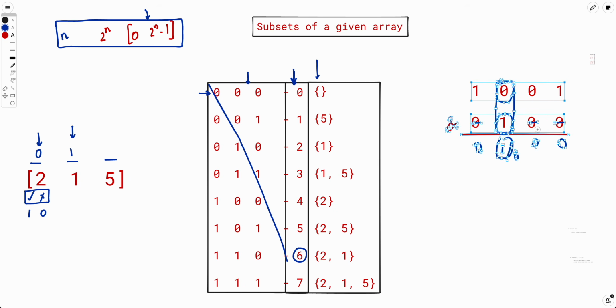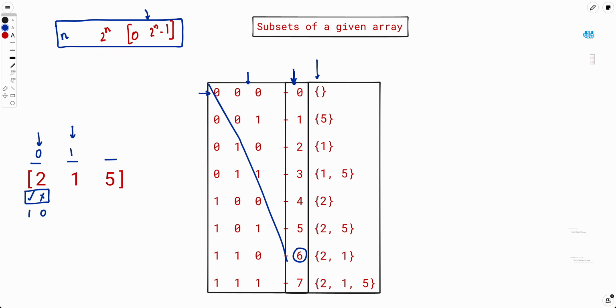Now we will do exactly the same thing. Let's say we take 6, and we want to say whether the first bit is set or not. So what we'll do, we will say, okay, 6 AND 2 to the power 0. If the value of this comes out to be greater than 0, we will say that this bit is set. If you work this out, you will see that the value is equal to 0. 6 AND 2 to the power 0 is equal to 0. So that means that 5 is not present in this subset.